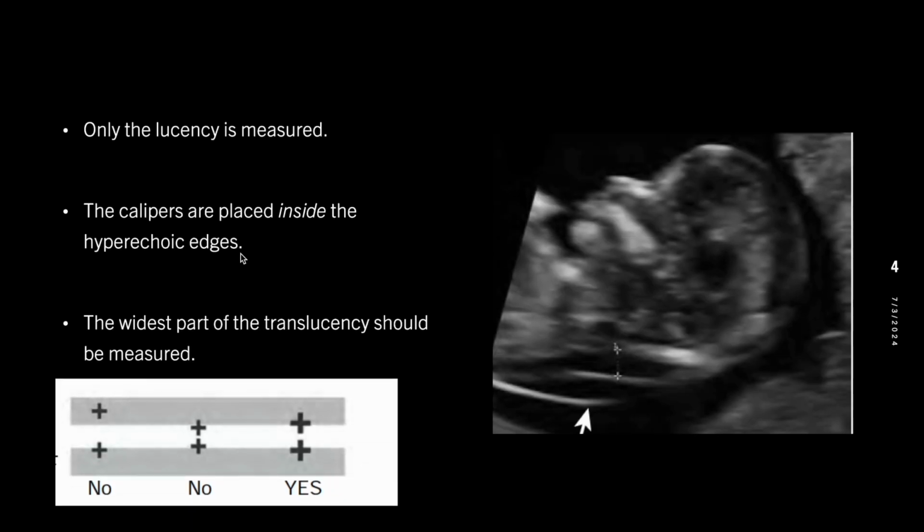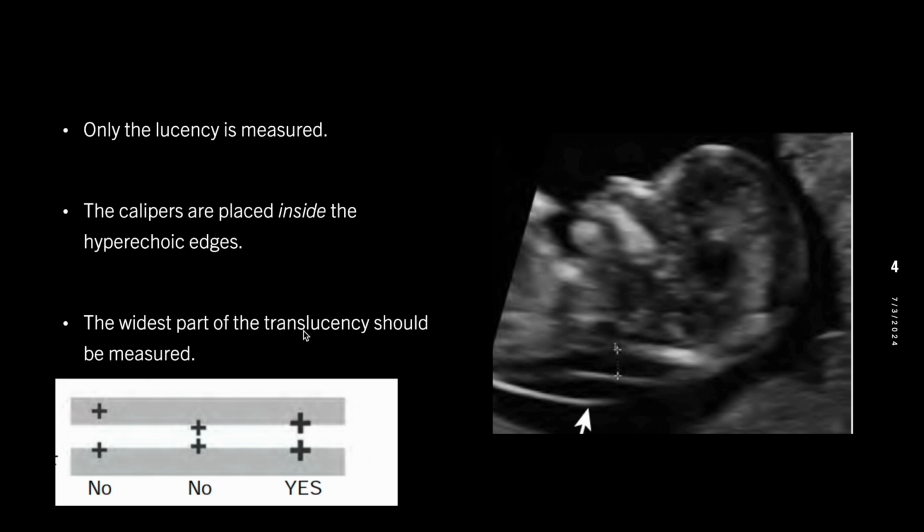The calipers are placed inside the hyperechoic edges. So here in this diagram, we can see there are two hyperechoic edges, and we place the caliper on the inner side of these two hyperechoic edges. So this is the ideal positioning of the calipers. This is the wrong way of measurement. This is also the wrong way of measurement. We actually keep the midpoint of these calipers on this border. We should not include this hyperechoic line, and we should not include this hyperechoic line. We just measure this black area.